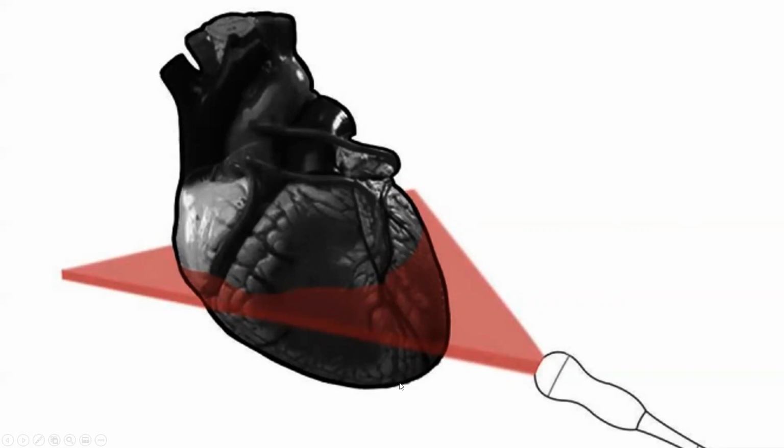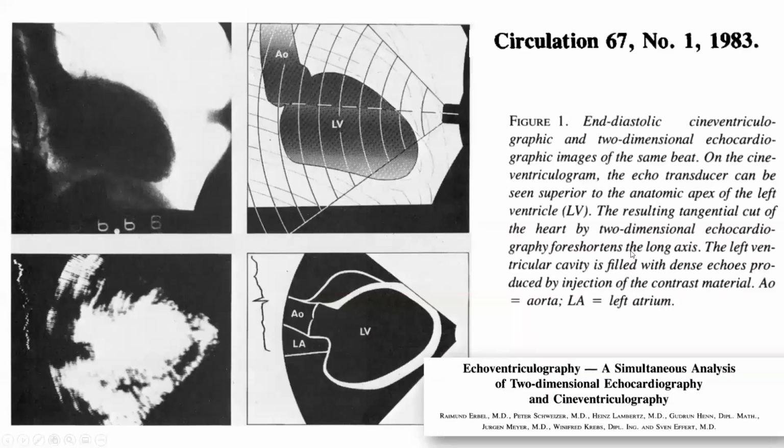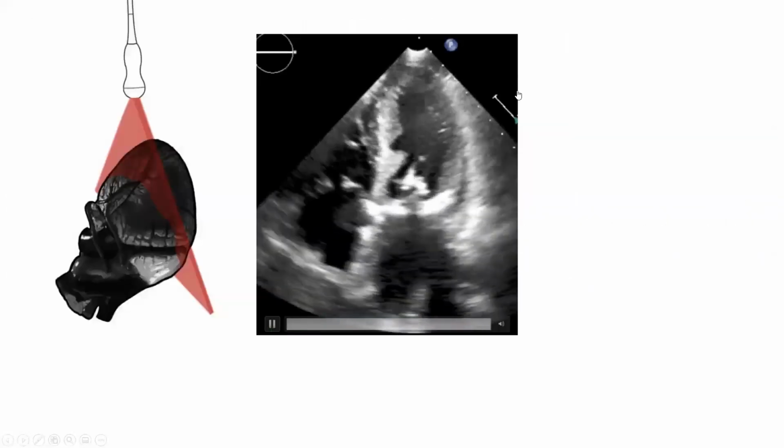Your four-chamber plane is not directed through the part of the ventricle with the longest left ventricular length. And this has been shown angiographically by Dr. Erbel many, many years ago, where he actually did a cine ventriculogram and tried to simulate echocardiography at the same time and demonstrated that you were getting a more anterior cut of the left ventricle on typical echocardiographic views.